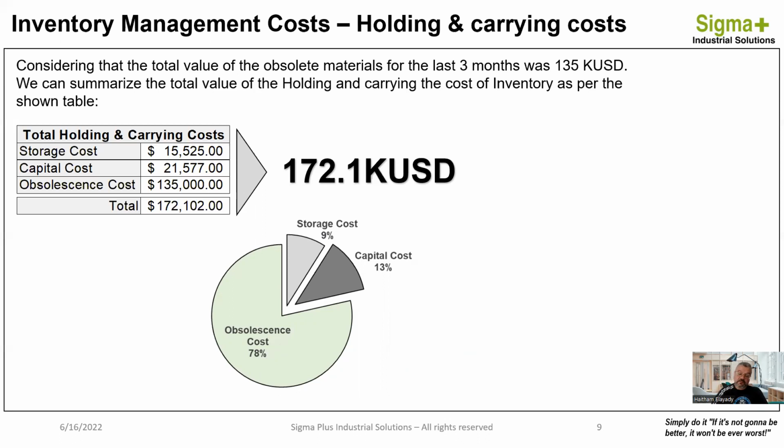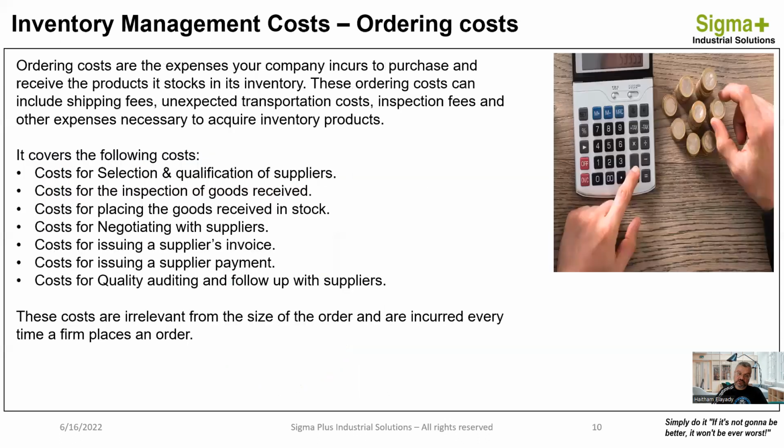So I have been speaking now about the first category of the cost associated with the inventory management, right? But let's speak now about the second category of the cost related to inventory management, which is the ordering cost.